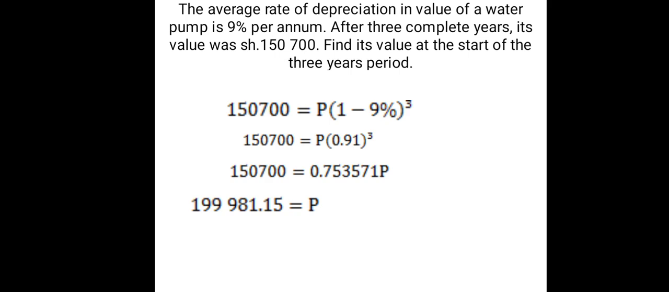The average rate of depreciation in value of a water pump is 9% per annum. After 3 complete years, its value was 150,700 shillings. Find its value at the start of the 3 years period. Now here we use our formula. We input there the variables, and the P is unknown. We solve for P, and we get it is 199,981.15.